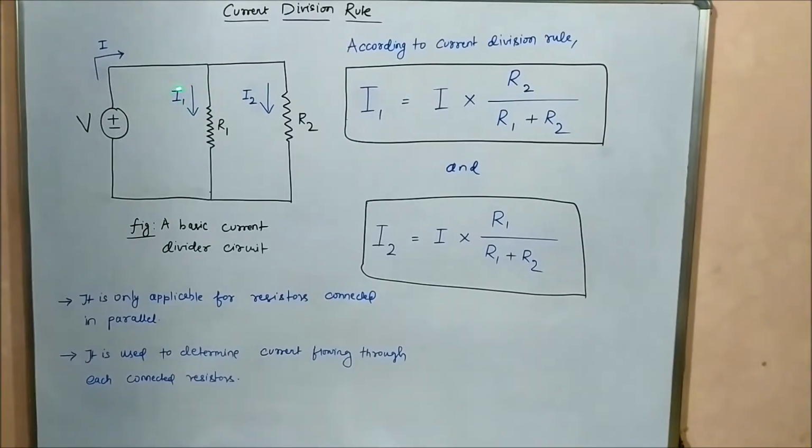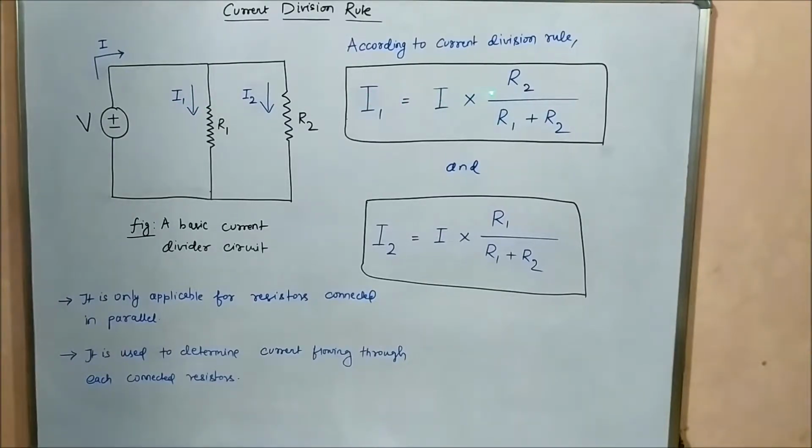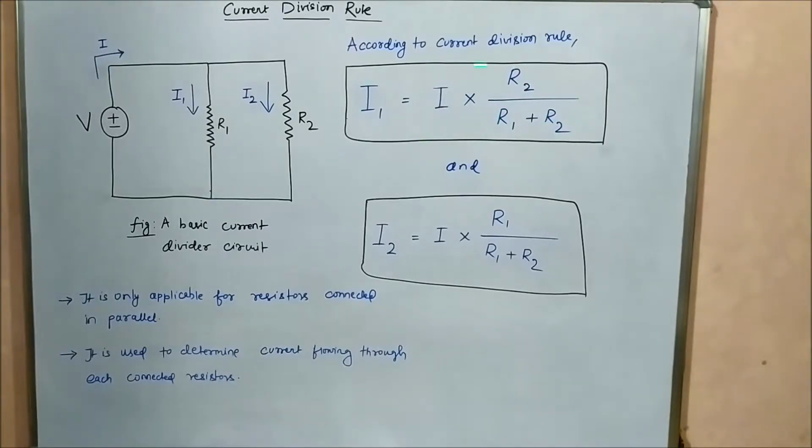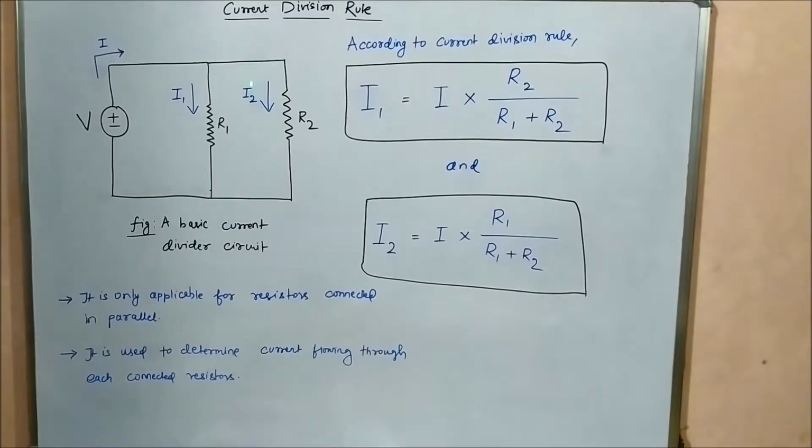According to the current division rule, the current flowing through resistor R1, which is I subscript 1, is given by this expression: total circuit current I into resistor R2, divided by R1 plus R2. This is the formula for determining the current I1 flowing through resistor R1. And the current I2 is given by the expression I into R1 by R1 plus R2.